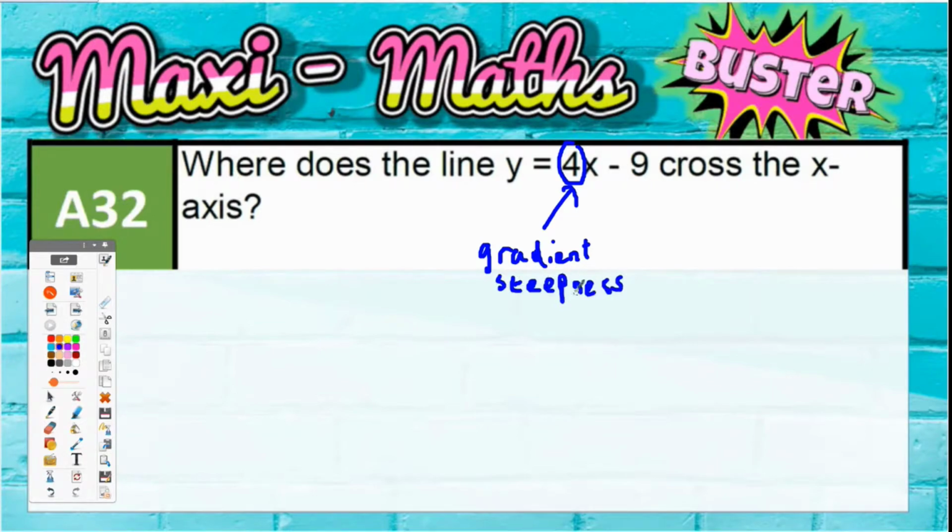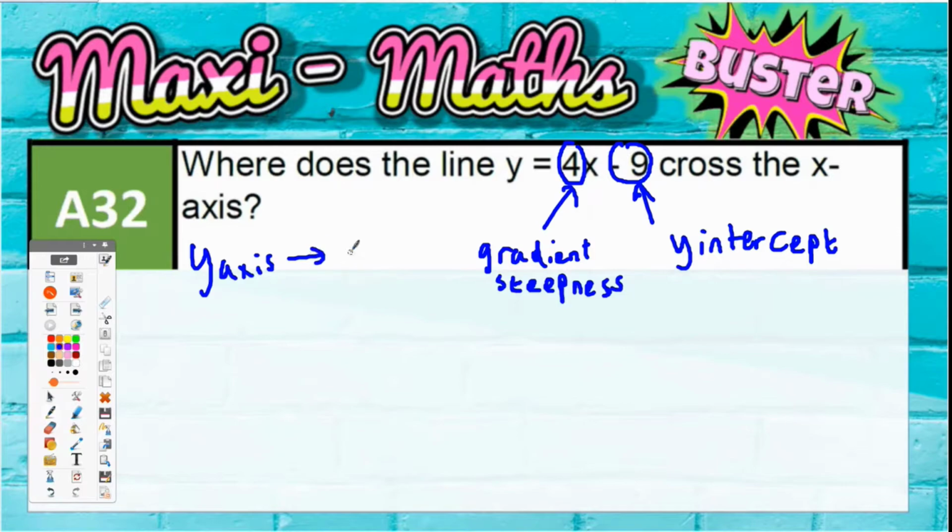And the second number is the y-intercept. The number that goes after x is the y-intercept, which is where the line intercepts or touches or crosses the y-axis. So if the question said, where does the line cross the y-axis, it would be an easy answer. It would cross the y-axis at -9. Or if you wanted the coordinate of that, it would be nothing along and -9 down.